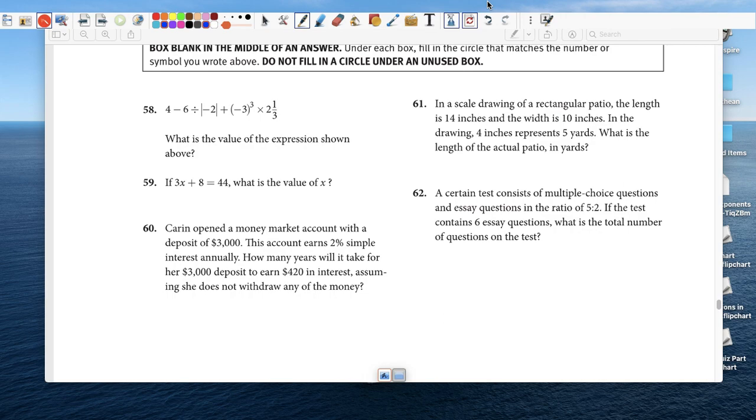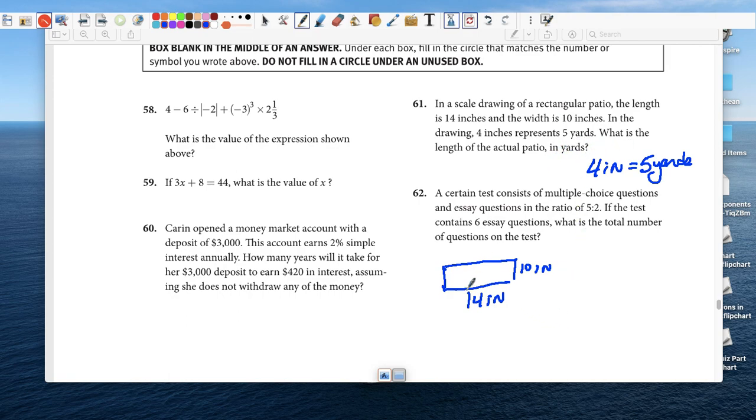Question 61, it's a scale drawing. I like to draw. The visual definitely helps. In the scale drawing of a rectangular patio, the length is 14 inches and the width is 10 inches. So this is your drawing. In the drawing, 4 inches equals 5 yards in real life. What is the length of the actual patio in yards?